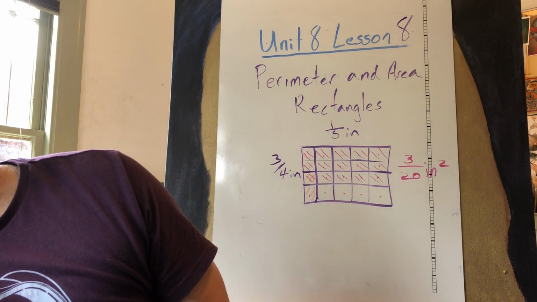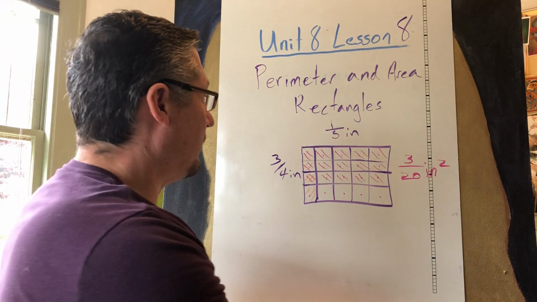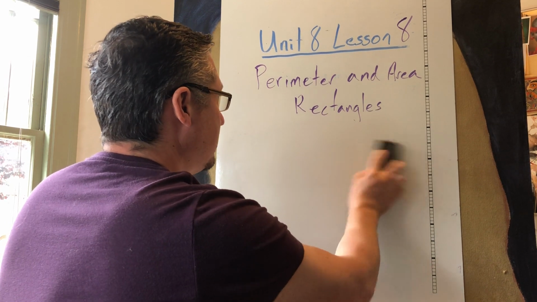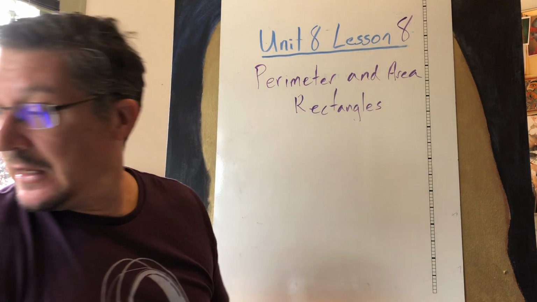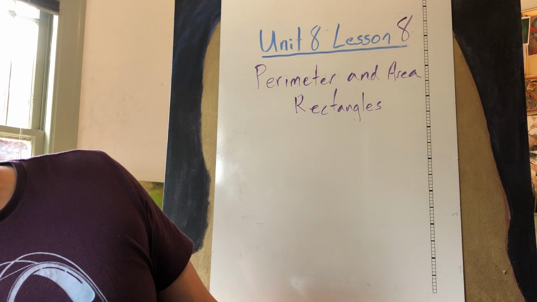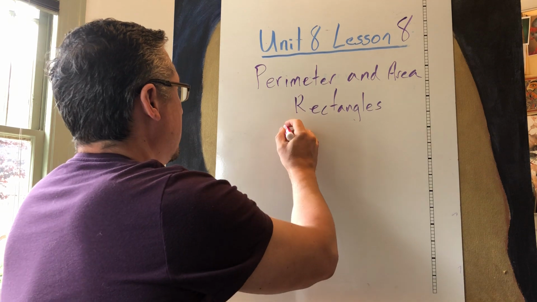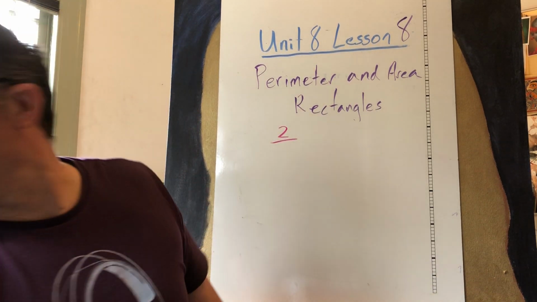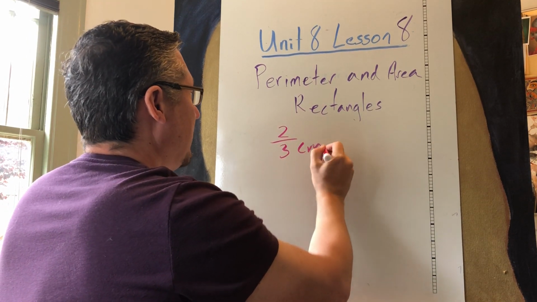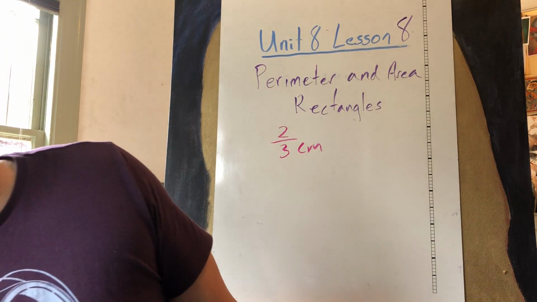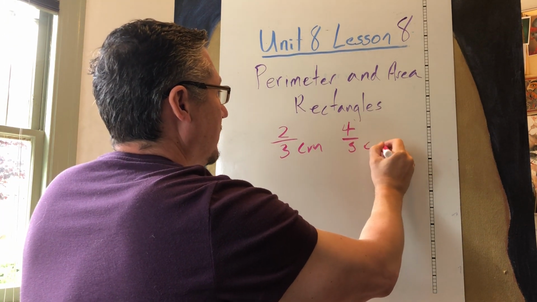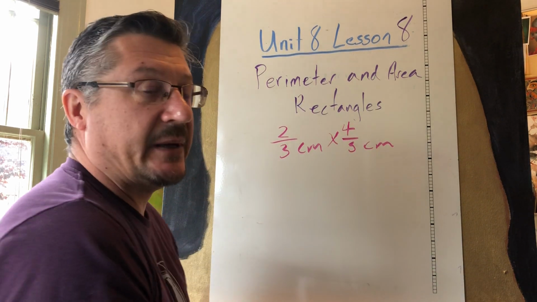Let's do one more area problem, just so it's clear. Remember, you can always rewatch these videos, but let's just do, and this one is in the book, it's rectangle D in the book, and let me make sure I got that number right. It is 2/3 of a centimeter. That's one side of the rectangle, by 4/5 of a centimeter.